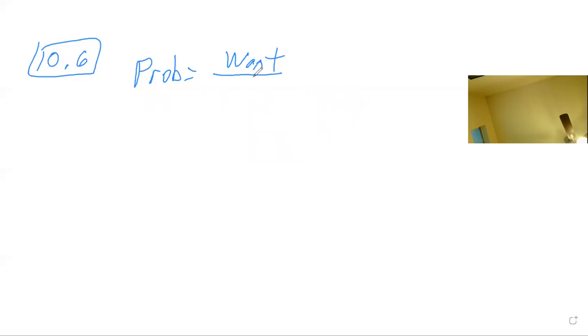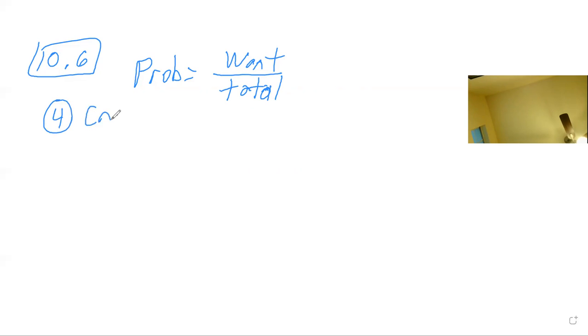All right, now we're on 10.6, the probability that we started in class. Remember, probability is what you want over the total. The trick on probability, and the thing that's going to be hard on probability, is making sure you do that correctly. For example, let's say example 4 here.